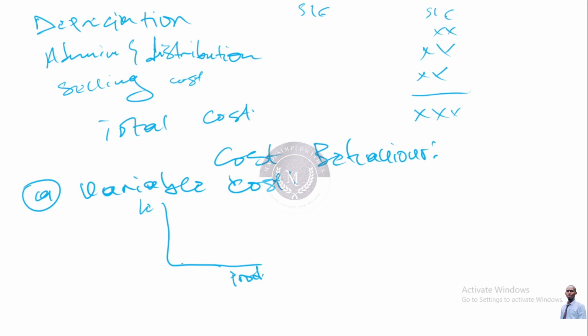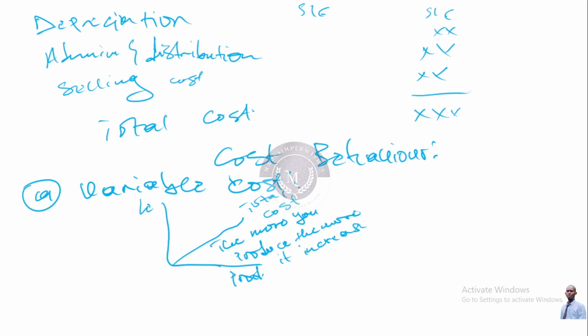The variable cost varies because the more you produce, the more you consume, the more it will increase, right? So these are variable costs. It varies. The line that moves is the total cost. Are we good? So now let's move on to the fixed cost.